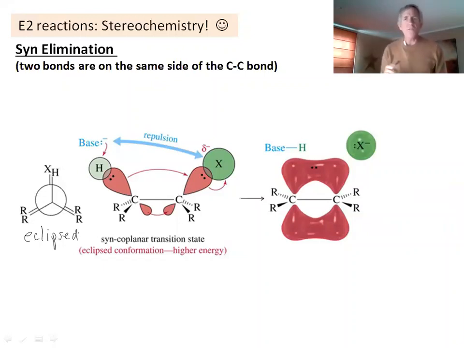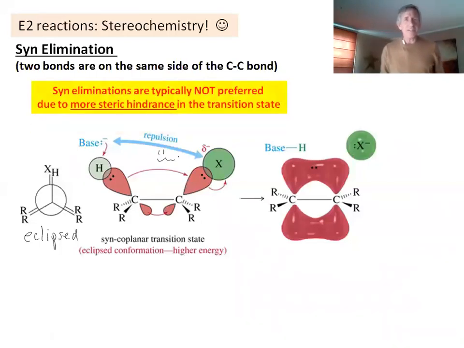Awful Newman projections, awful stability. So they were pulses, you can see here, and this is very uncomfortable for this molecule. So really, they would never really want to do this. So the question is, why would a molecule ever go through syn elimination? Why would it ever want to go through this torture?